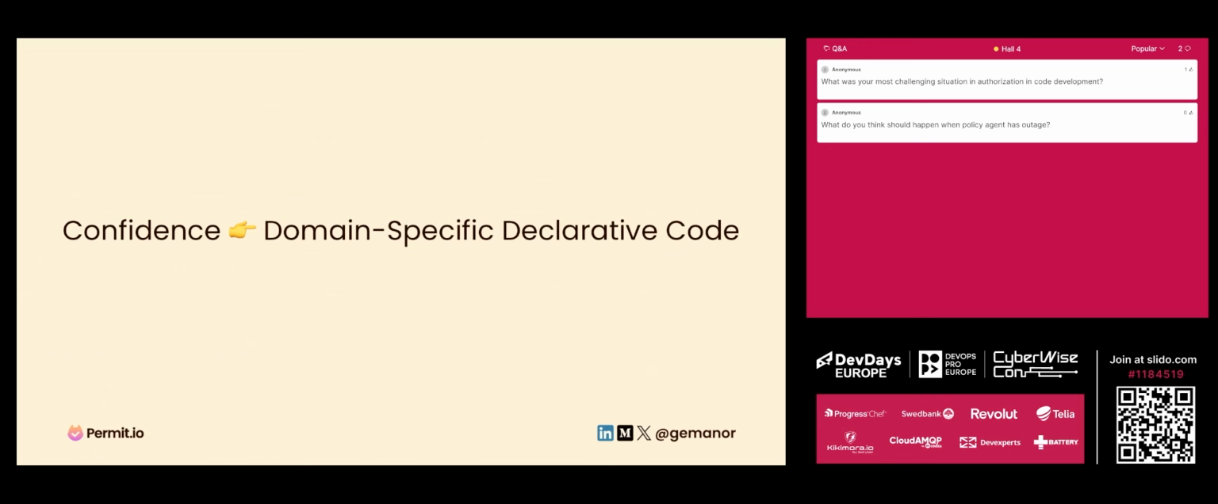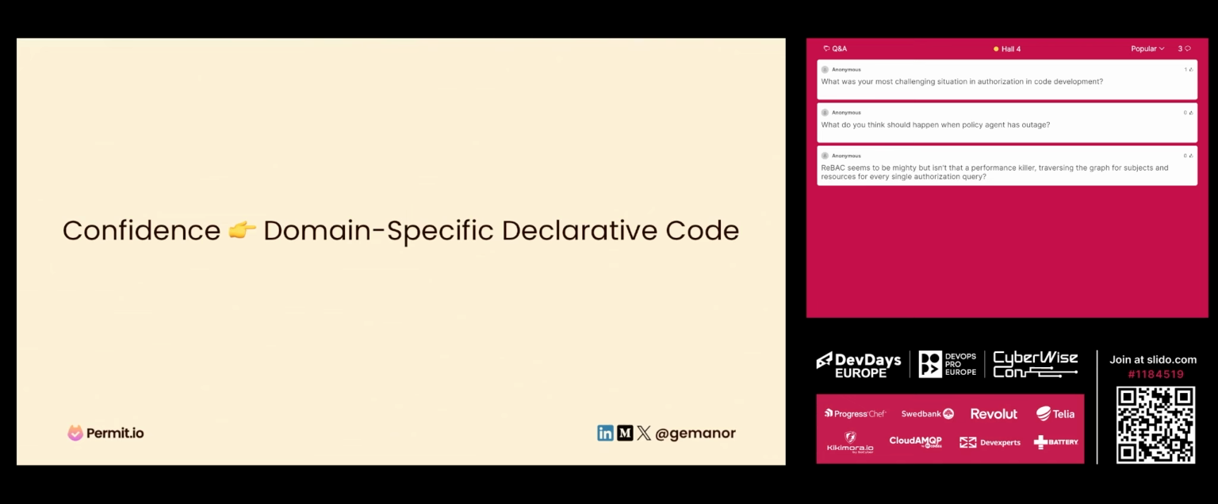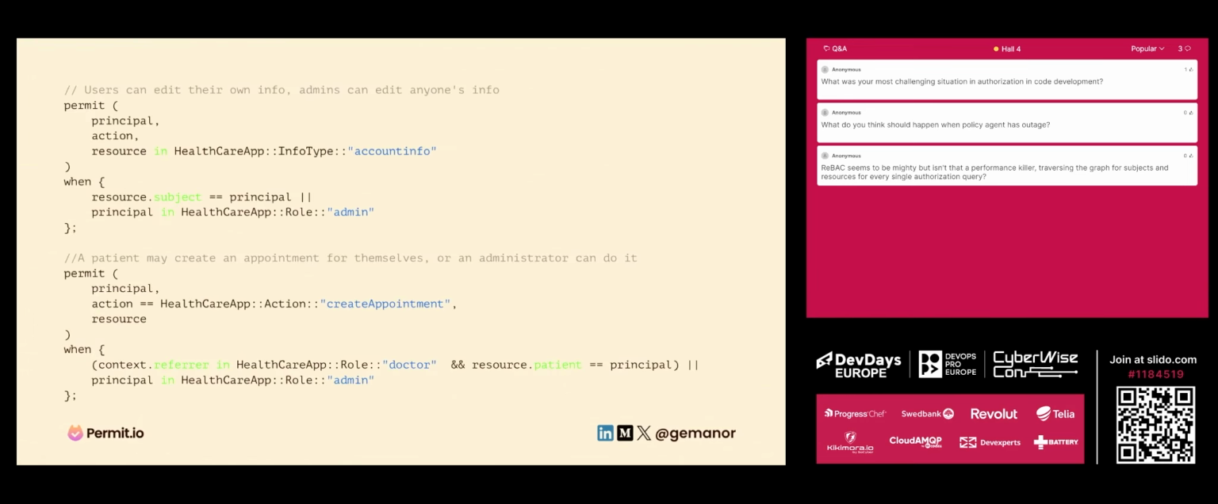We want to get confidence, and if you remember, programming languages solve confidence with a domain-specific declarative language. Authorization today also has domain-specific declarative languages. Let's look, for example, at this one. This is a declarative language that declares policy rules. You can see here two conditions. As you can see, this language is built of, first, the subject, action, and resource, which we discussed is the best design pattern we can have for authorization.